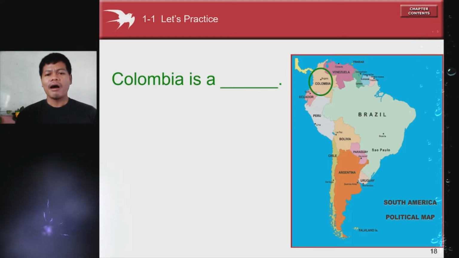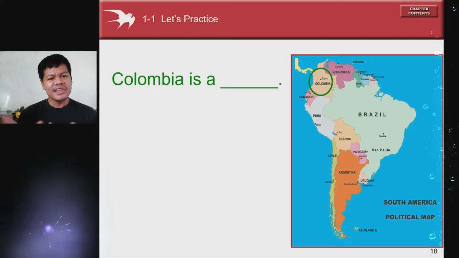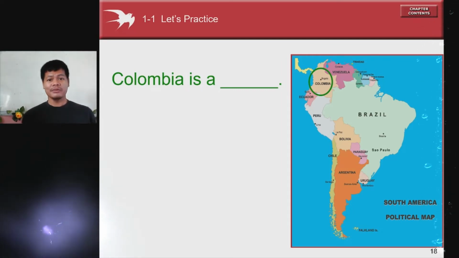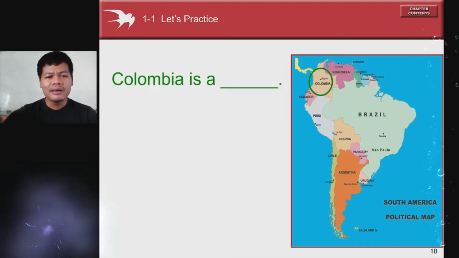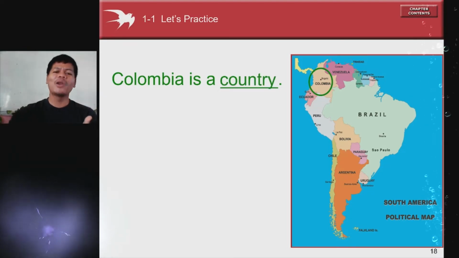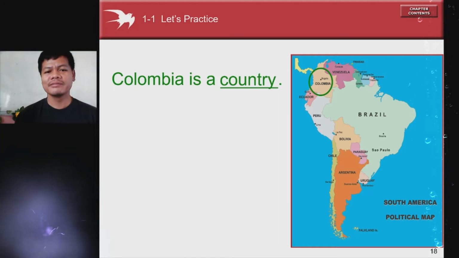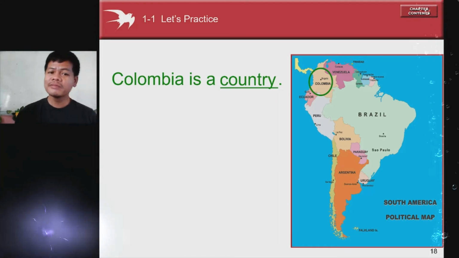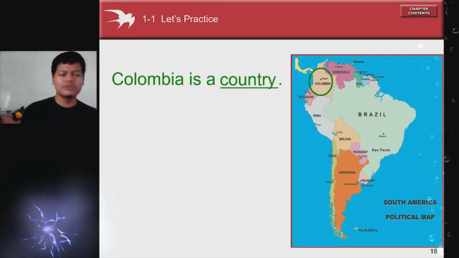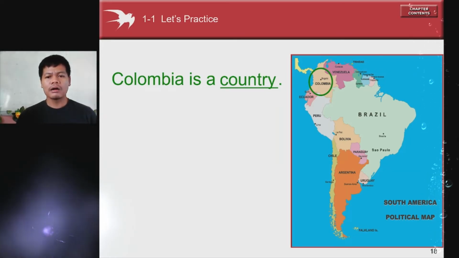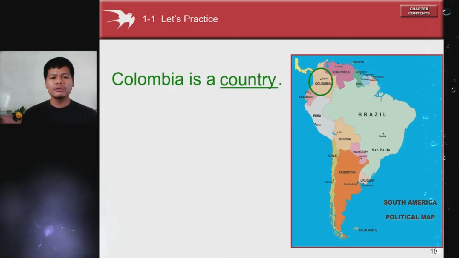Colombia is a. Do you know Colombia? Colombia picture. Yes or no? No. This is a country. Colombia is a country. Do you know country? Thailand is a country. Laos is a country. Vietnam is a country. Burma is a country. Do you know country?